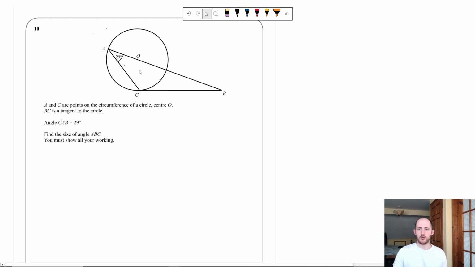Here's what you do. You draw a line from O to C, or whatever the bottom one is, because that makes it 90 degrees. And it also means that this is an isosceles triangle, which makes that 29 degrees.